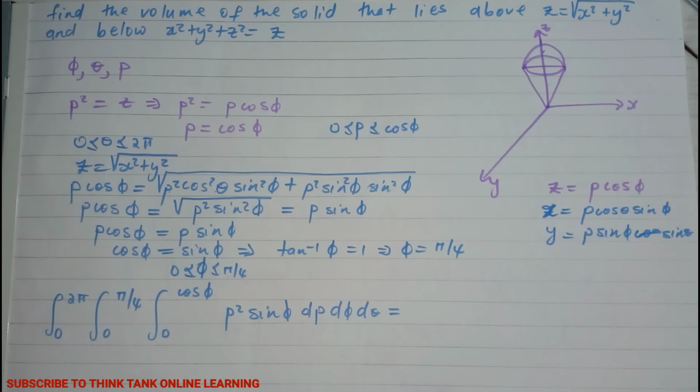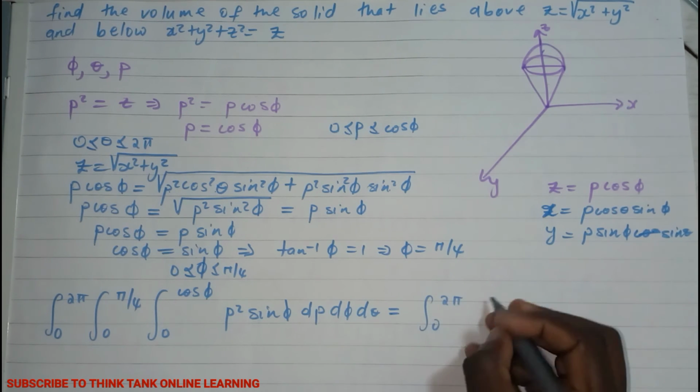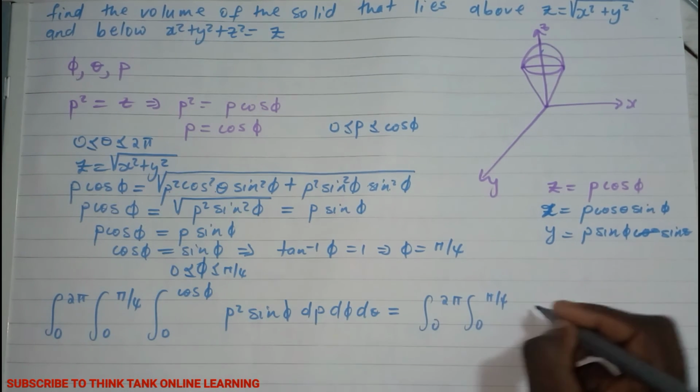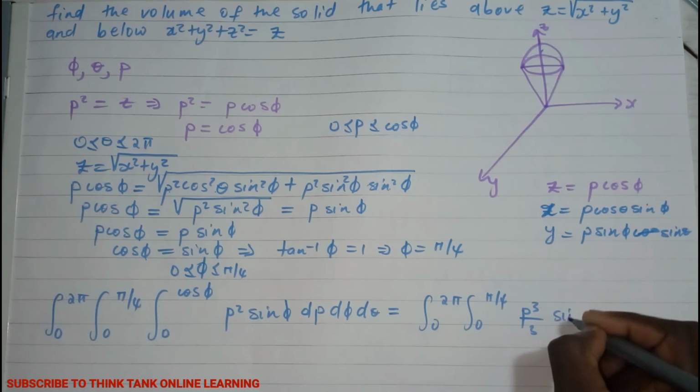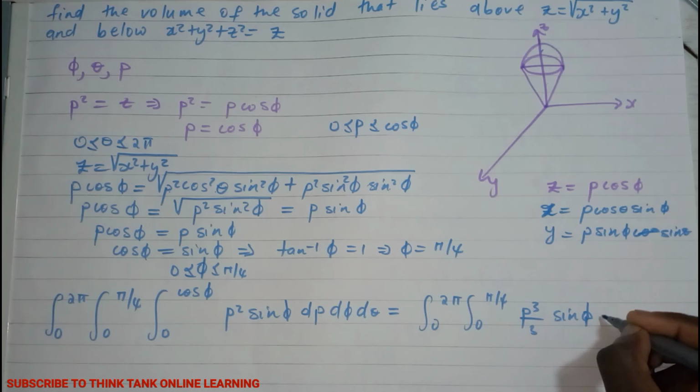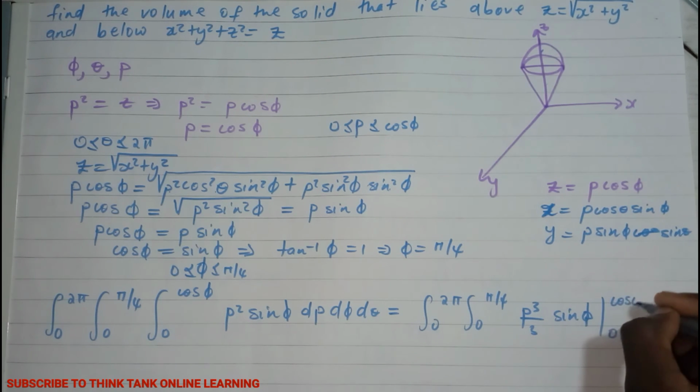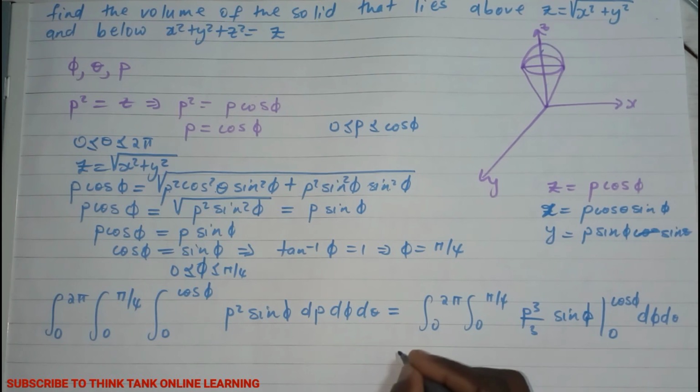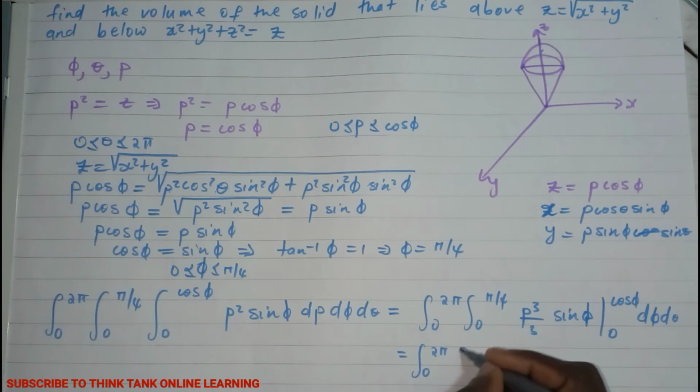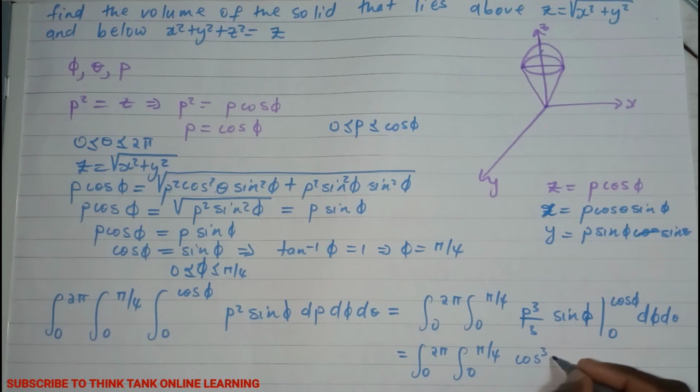Let me just integrate up to phi. We have 0 to 2 pi, 0 to pi upon 4, and we're going to have rho to the power 3 over 3 times sine phi, with the limits for rho 0 to cos phi, then d phi d theta. Taking the upper bound minus the lower bound, this is going to be cos cubed phi sine phi over 3, d phi d theta.